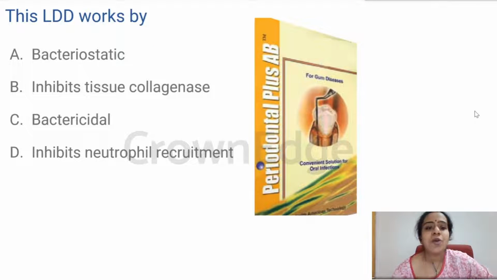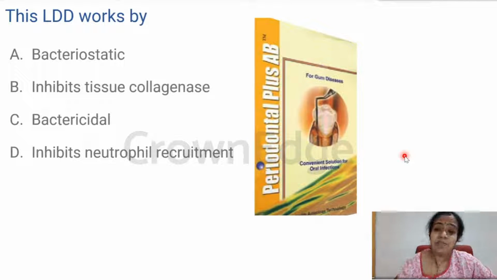The first thing is Perio plus AB. Okay, and I want you to give me the mechanism of action. There's a small twist in this question. Many of you will be right in this question. So remember, what is the correct action of Perio plus AB? Is it bacteriostatic, inhibits tissue collagenase, bactericidal, or inhibits neutrophil recruitment? What is Perio plus AB? First get that, then you will be able to answer this.